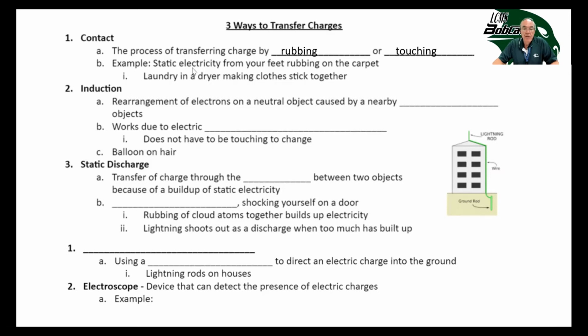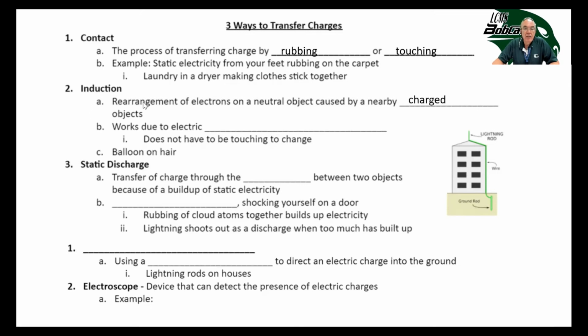So, examples I put in the notes here: static electricity from your feet rubbing on the carpet, or when you pull clothes out of the dryer and they stick together, and it makes that kind of sparky sound. Sometimes people get static electricity in their hair and all the hairs want to separate. That's because the hairs all have electrons on them and like charges repel. So the hairs start to repel each other and push apart.